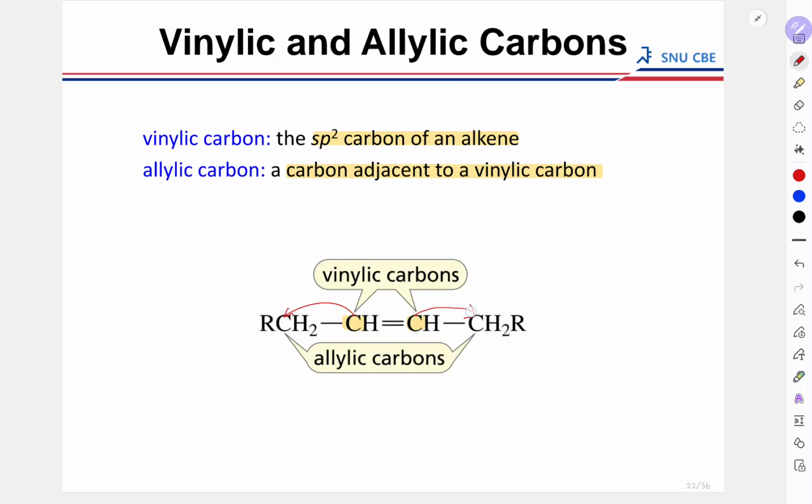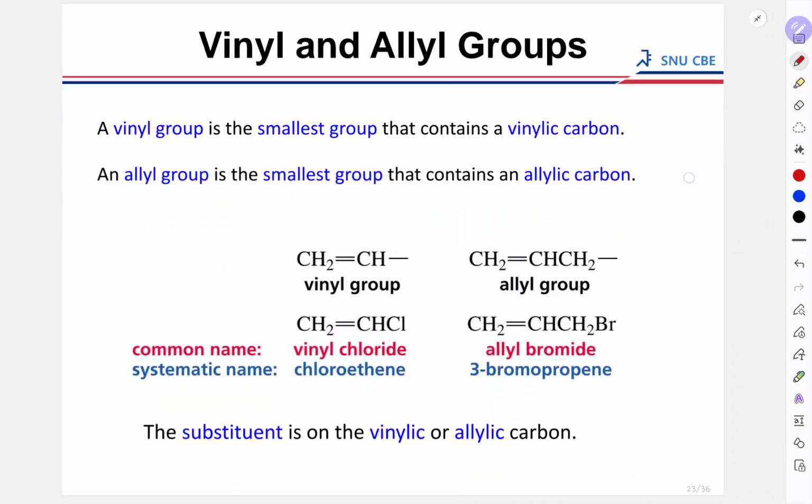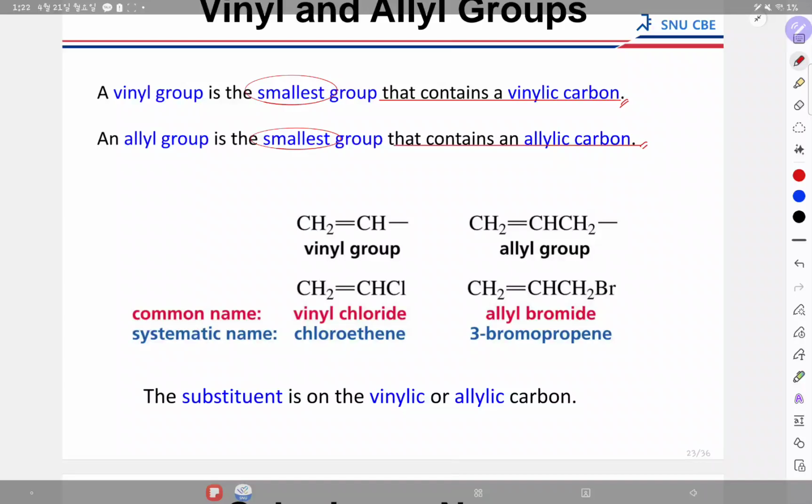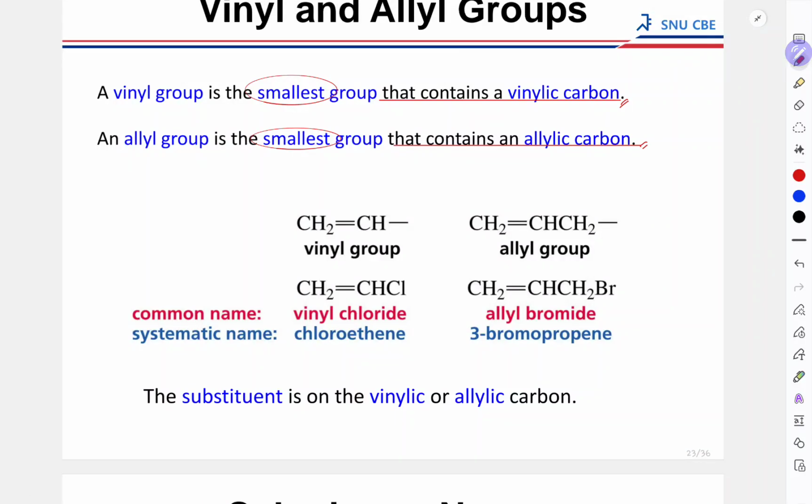Same thing, basically, for the vinylic group. The smallest group that contains a vinylic carbon, so you can define this as a vinylic group. This is the smallest group containing a vinylic carbon, and the allylic group is the smallest group that contains an allylic carbon. The allylic carbon is this, so the smallest possible group has to be this. So this is the vinylic group, and you can use that in some cases in the common name.